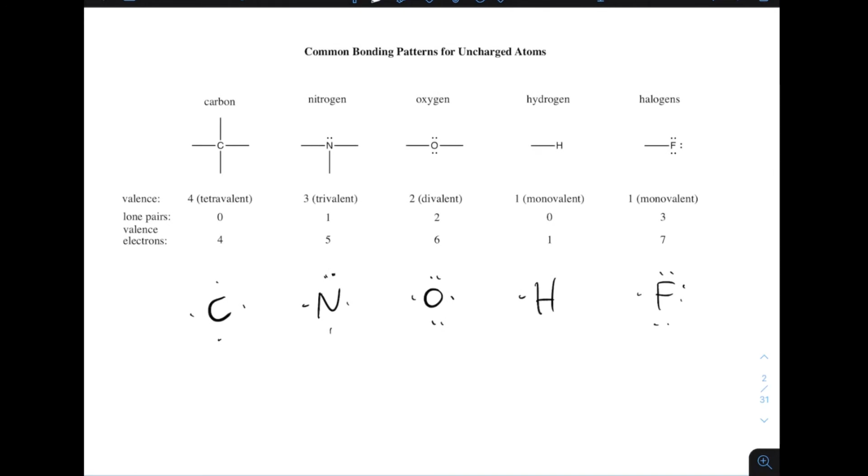There are other elements too we can look at in that same row. So beryllium just has 2 valence electrons, boron has 3, and of course noble gases like neon have 8 valence electrons, and so traditionally we do not see them making any bonds because they have a filled octet and they are satisfied.